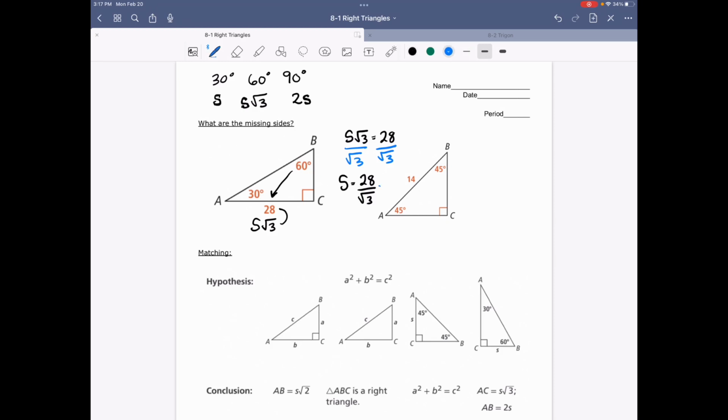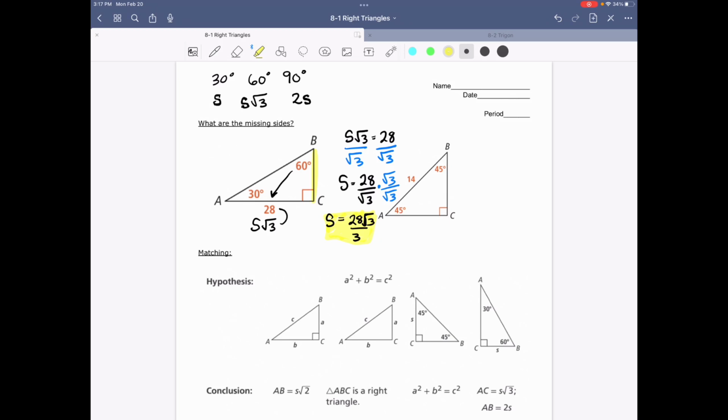So we have to multiply by root 3 over root 3, which again is multiplying by 1. And that will give us the root 3's on the bottom become just 3, and then we have 28 square roots of 3 over 3. That is what S equals. And it's kind of ugly, but I don't care. I'm going to leave it like that. So that's S, which is this side right here. And then the 90 is 2 times that.